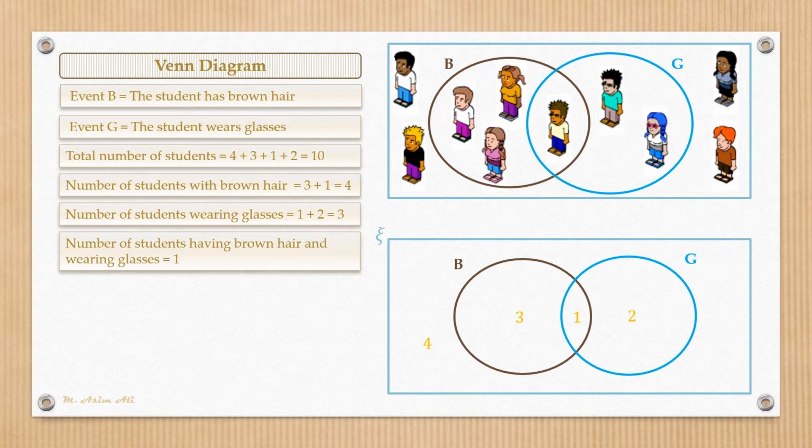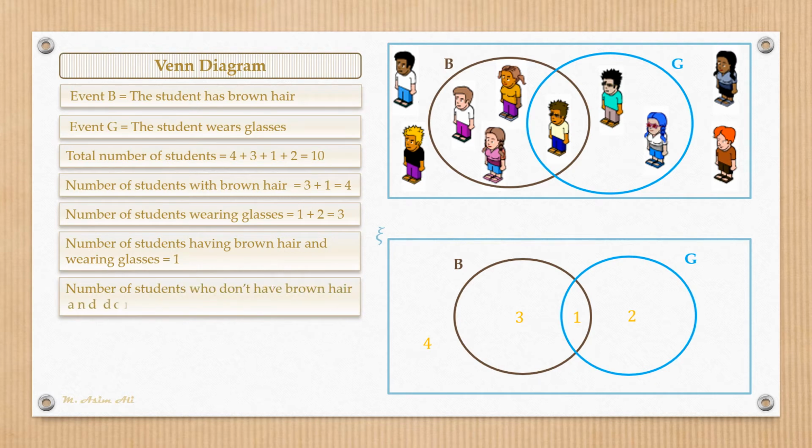Now, the students who have brown hair and are wearing glasses, there is only one such student, which lies in the common part of the 2 sets, the overlapping part, which is called the intersection, and this is only 1. And the students who neither have brown hair nor are wearing glasses cannot come in any of the 2 sets, so they will stay outside. And there are 4 such students who neither have brown hair nor are wearing any glasses.